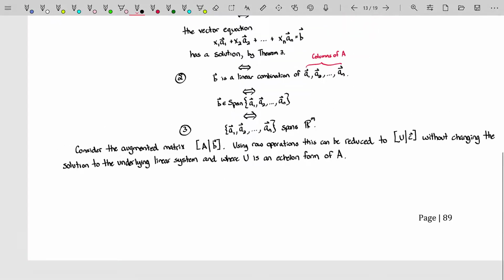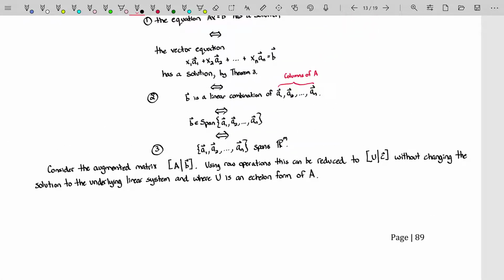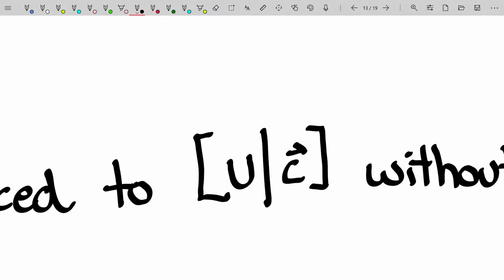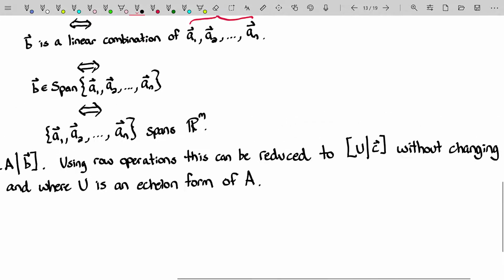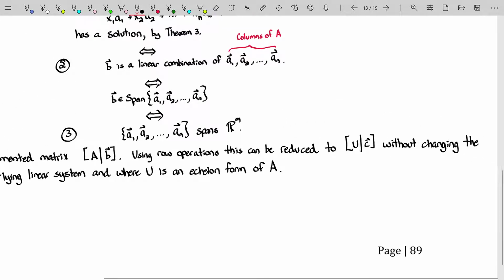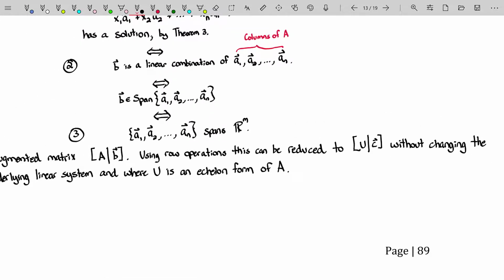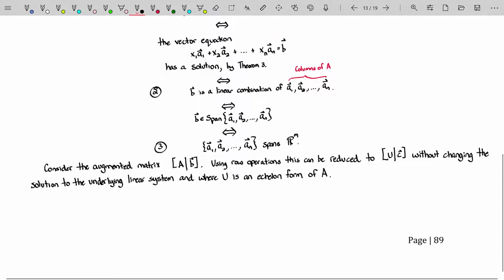All right, I did a lot of handwriting there actually, so let me go ahead and just read this out loud. So we can use row operations to reduce that augmented matrix down to a different augmented matrix. Obviously, row operations are going to change things, right? But remember, when you apply row operations, as long as they're legal row operations, you're not going to change the solution to the underlying linear system. So the solution to the systems related to those two augmented matrices will not be different. They'll be exactly the same.